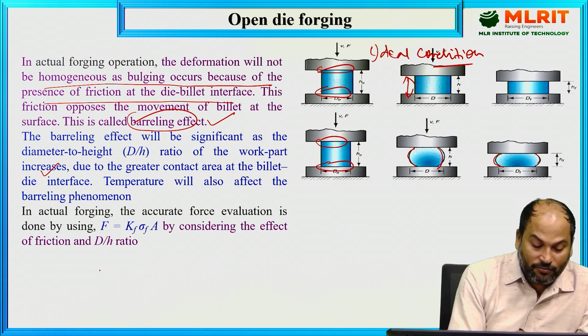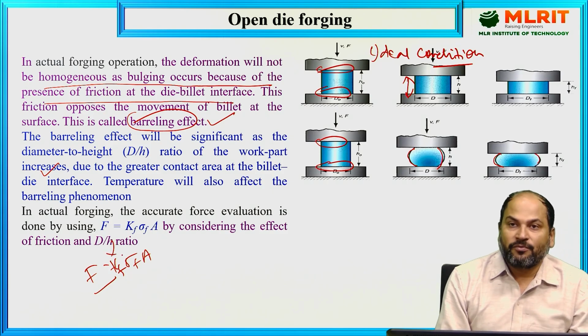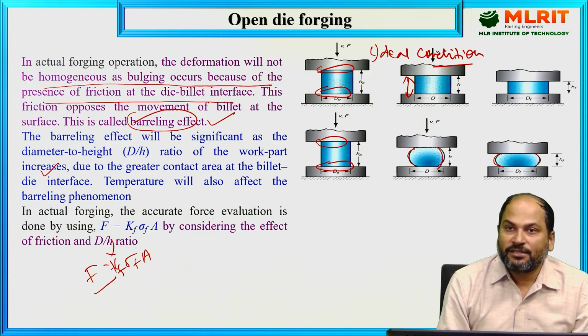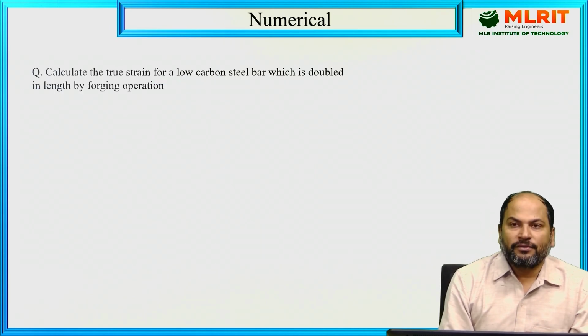Now this force F is not going to be sigma into A. Now it will be Kf into A. This is a factor that depends on many parameters. Okay. So whenever there is friction, or in actual forging, obviously these problems are going to be there. Okay. Now we'll take this numerical.